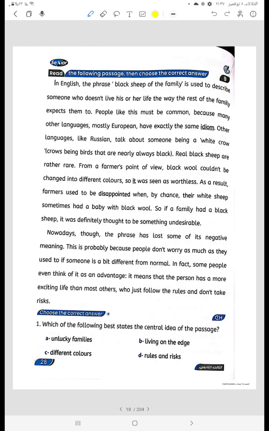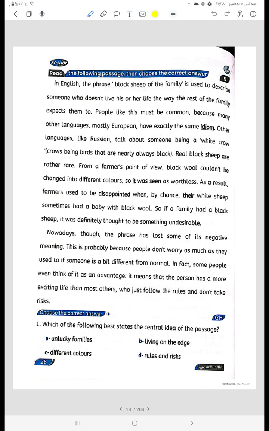In English, the phrase black sheep of the family is used to describe someone who doesn't live his or her life the way the rest of the family expects them to. It is said about a person whose family doesn't see them following their rules or turning out as they wanted. People like this must be common because many other languages, mostly European, have exactly the same idiom. Other languages like Russian talk about someone being a white crow. They talk in a different way in Russia about the white crow.